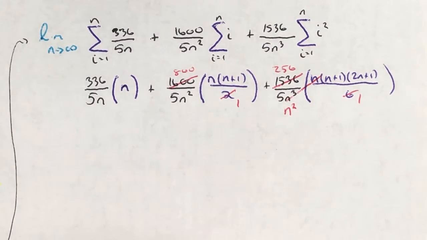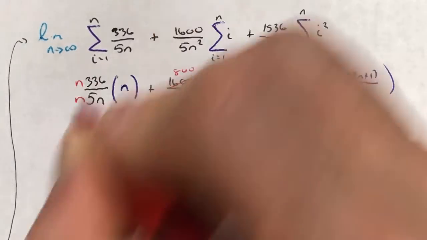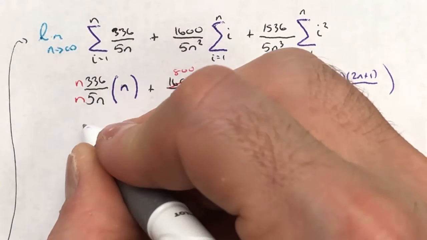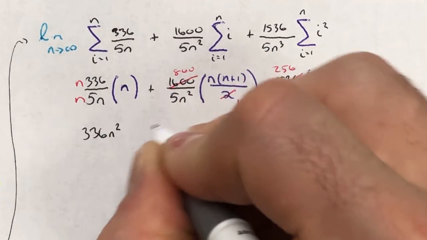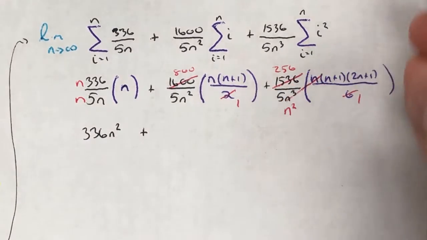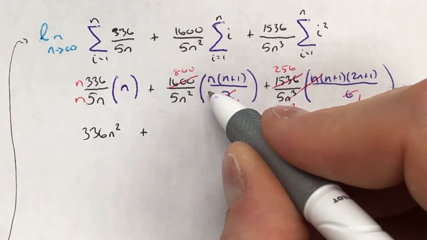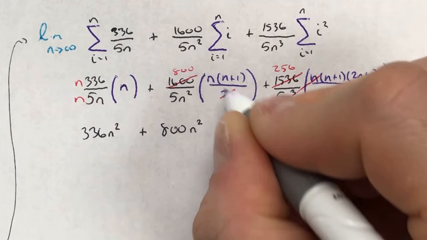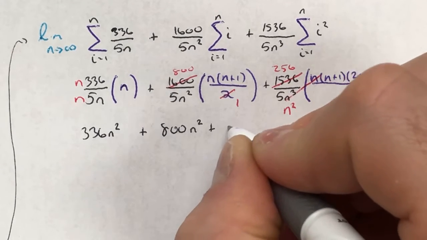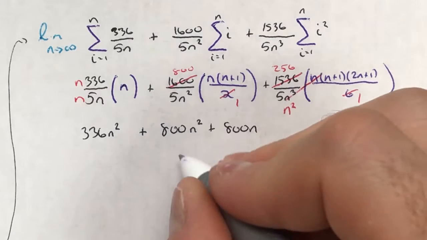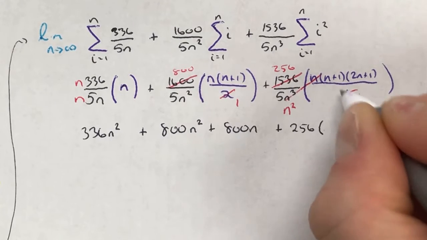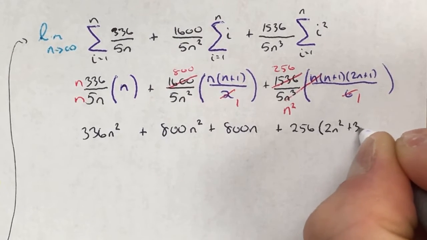Right now I have 5n. So as opposed to canceling those out, I'm going to multiply times another n. That way I have 5n squared on the bottom right there. So I have 336n squared plus, in this case, let's see, I have 800n times this. That's going to give me 800n squared plus 800n plus 256, and then I'm going to FOIL this, so 2n squared plus 3n plus 1.